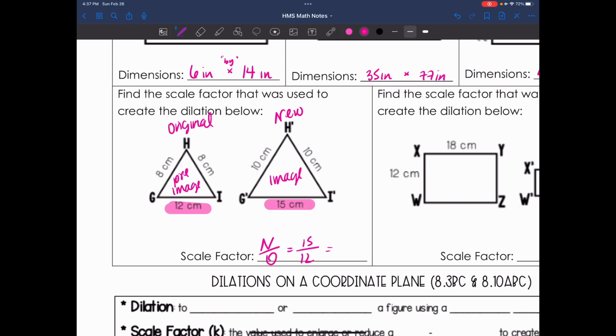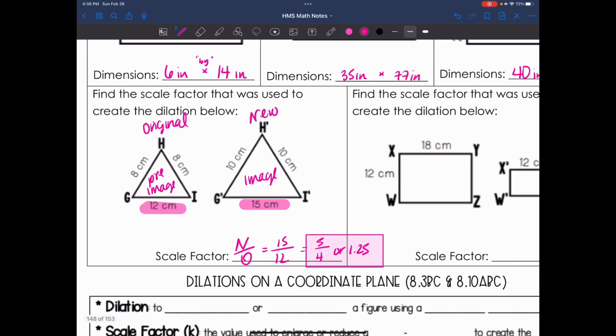Reduce it both by a common factor of, what, 3, right? 3 can go into 15 5 times, 3 can go into 12 4 times. Or we can say this is 1.25, right? If we use a calculator, which is fine, we can do that. Easy, new over original. But again, they have to be proportional sides.